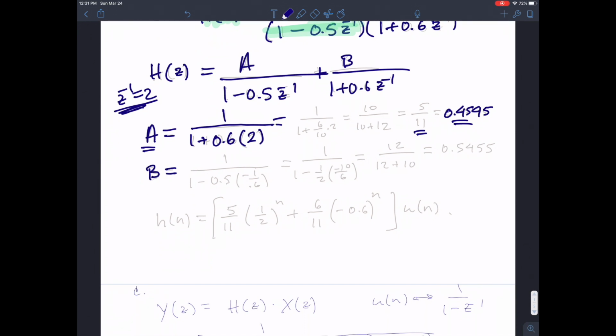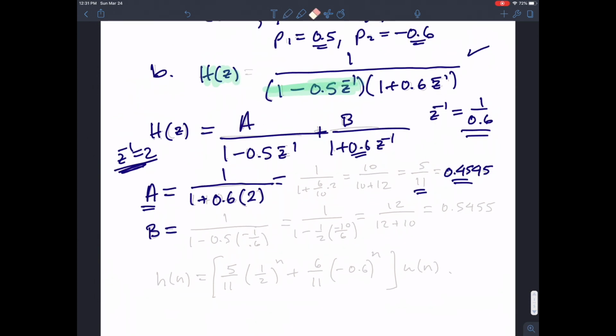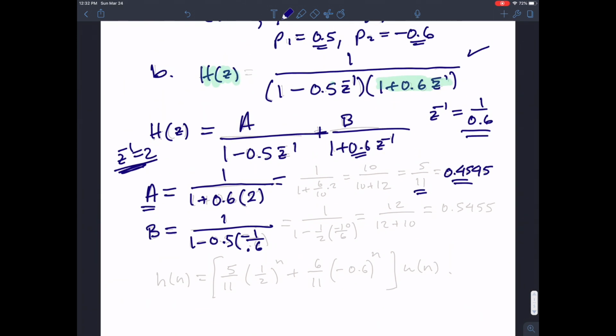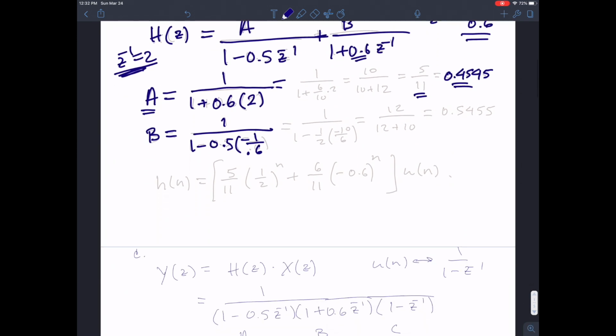Part B is a little trickier looking because what you want is z to the minus 1 equals 1 over 0.6. It's just 1 over this number is what you plug in for z to the minus 1. So I'm going to use the cover-up method to find B. So I no longer cover up this green part, I cover up this green part and plug into what's left. Okay, so that would be 1 over 1 minus 0.5 times negative 1 over 0.6. I forgot the minus sign. Because it's a plus, that would be a minus sign here.